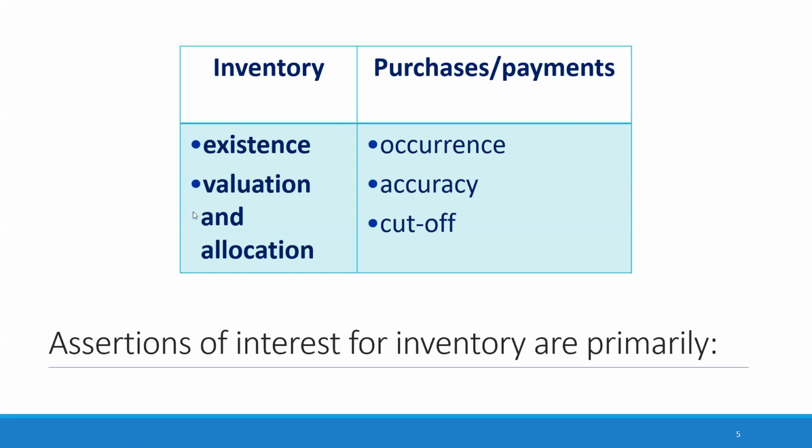Another important assertion will be the valuation assertion. Why? For the valuation of inventory in or inventory out, the valuation is actually easy to fix, right? The selling price and the recorded cost of goods sold value will be the value for the inventory out.